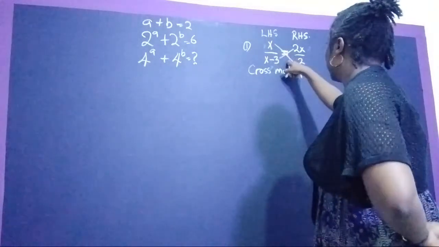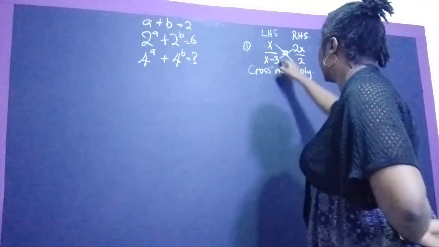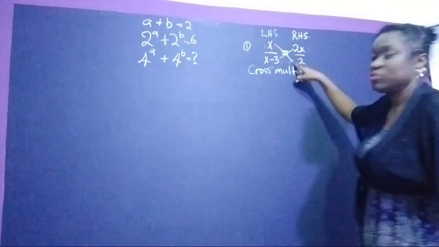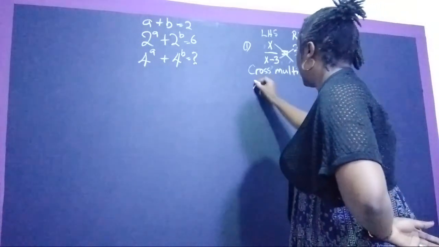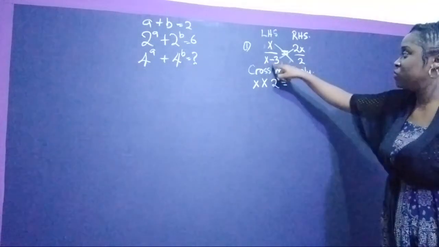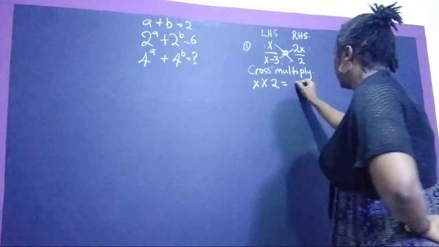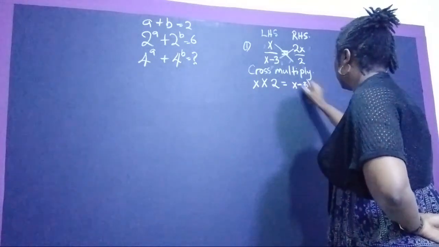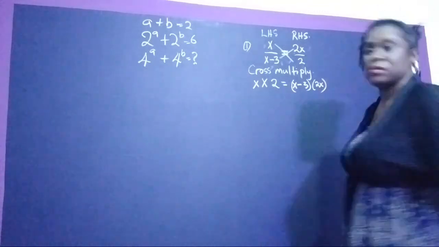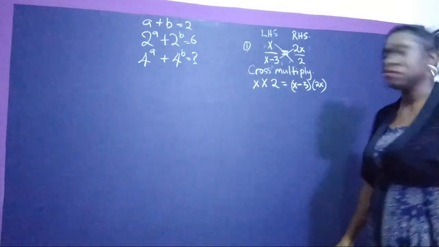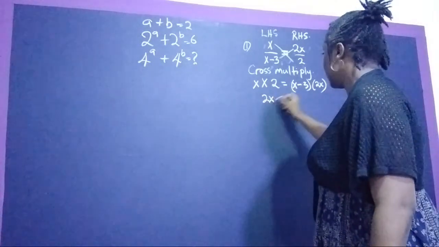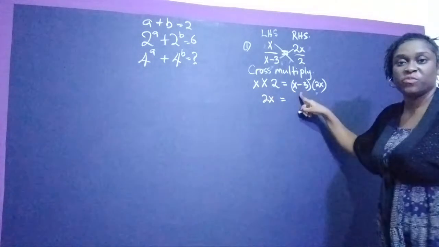If we do the cross multiplication, let's start from the first part. We have x times 2. And then the other side, we have x minus 3 times 2x. So what we do next is we simplify. This gives us 2x, while this will expand.